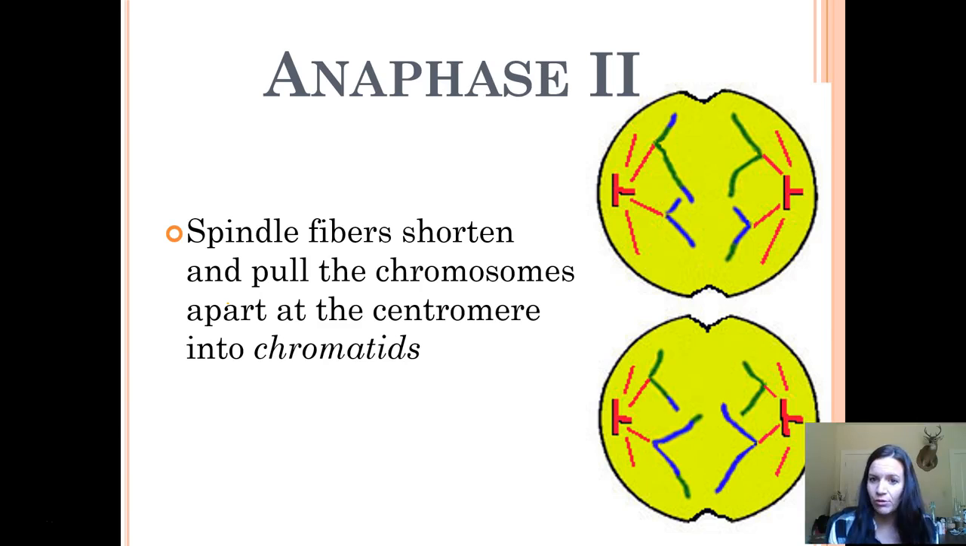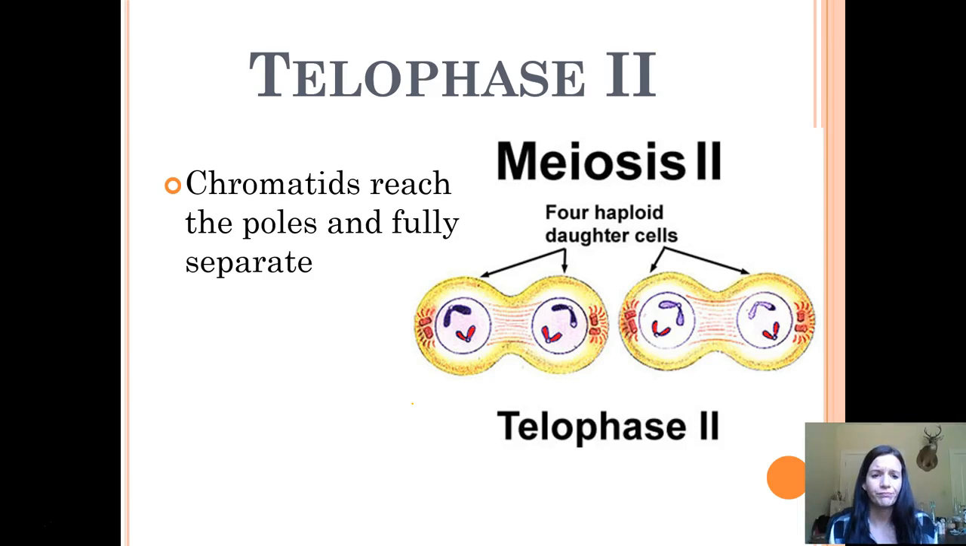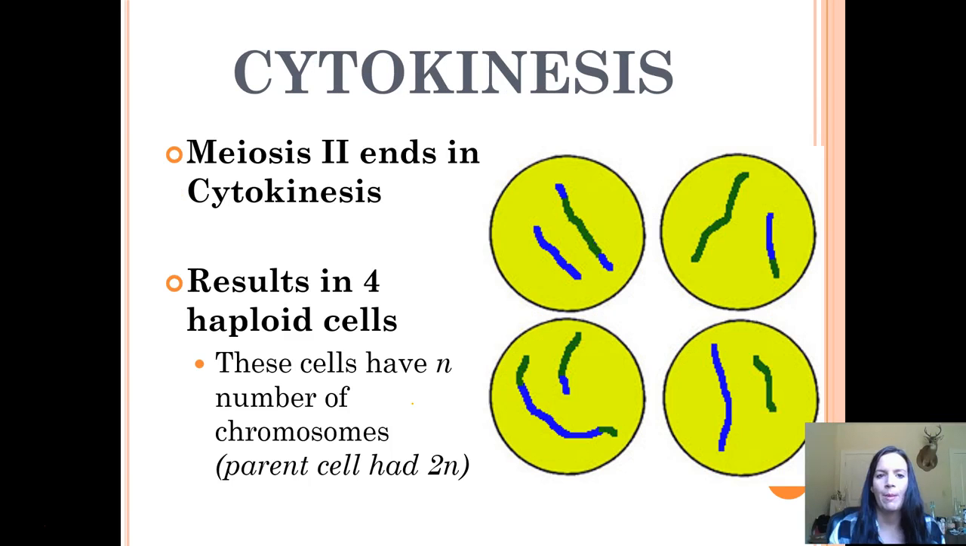In anaphase 2, the spindle fibers shorten again, and this time they pull those chromosomes apart into chromatids. This is where we get the chromatid that you're used to when you think of cell division. In telophase 2, the chromatids are going to reach the poles, and they're fully separate at this point, but the cells are still not separate, remember.